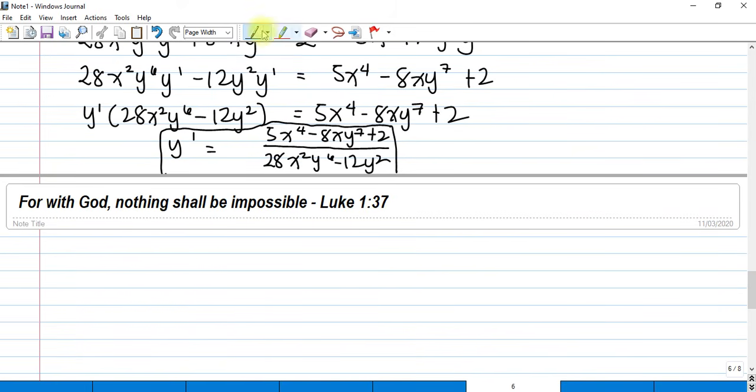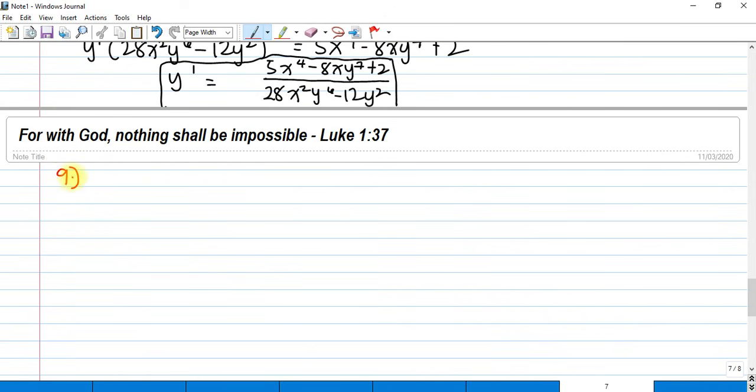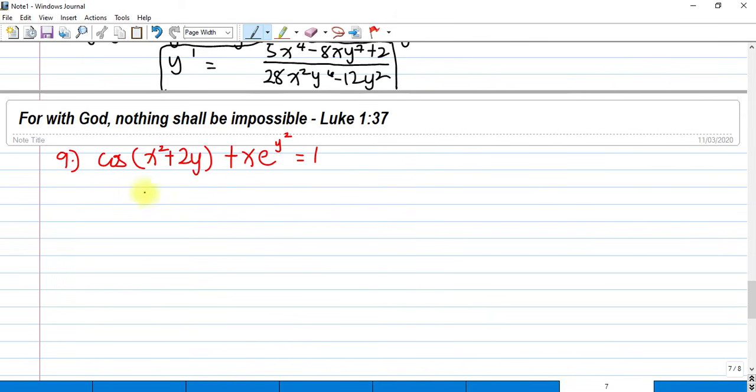Okay? And last but not the least, for this video, I'm going to leave you an exercise. So we have cosine of x squared plus 2y plus x e raised to y squared is equal to 1. So how do we get the derivative of this by implicit differentiation? Again, we get the derivative of cosine of x squared plus 2y as a whole. That's negative sine of x squared plus 2y.